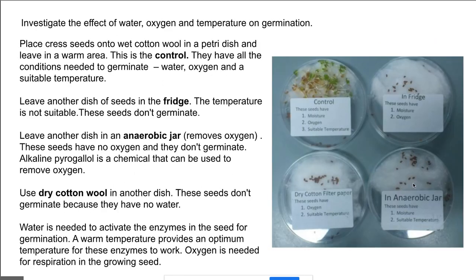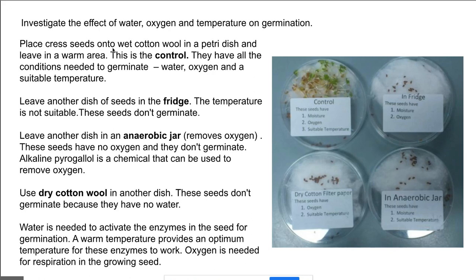Now, there are two experiments at the end of this chapter. So we're going to have a look at the theory behind each one. First one is investigating the effect of water, oxygen, and temperature on germination. These are the three conditions that seeds require to germinate. So we're going to use cress seeds because they grow very quickly. You can have a result in a week.